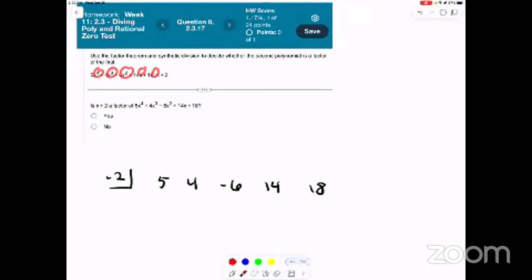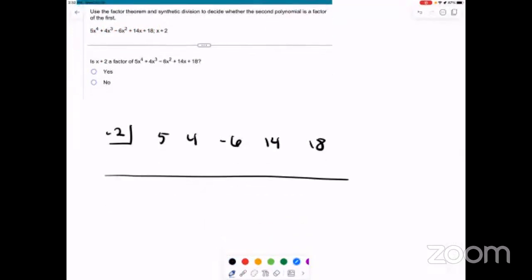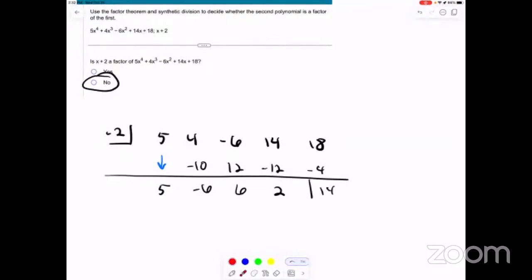So then if we do synthetic division on this guy, the first number just comes down. That's a 5. On a diagonal, we multiply, then we add, we multiply, we add, we multiply, we add, we multiply. Ooh, so what is that? 14, which is not 0. So is it a factor? I would have gone with no. Let me check it one more time. 5, 4, -6, 14, 18. 5, -10, -6, +12, 6, -12, +2, -4, not 0, right? So we didn't get a 0 for a remainder. So I feel like no should be the correct answer.